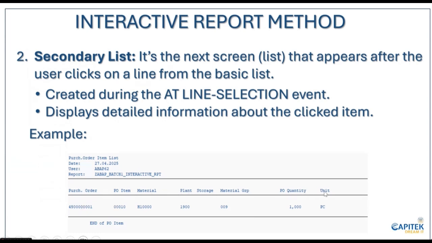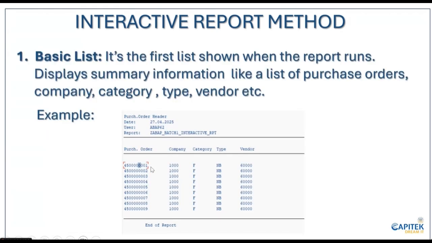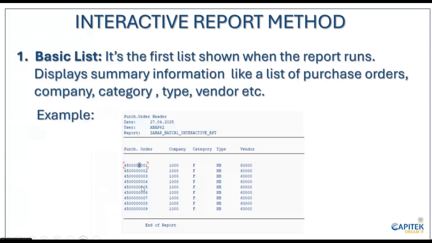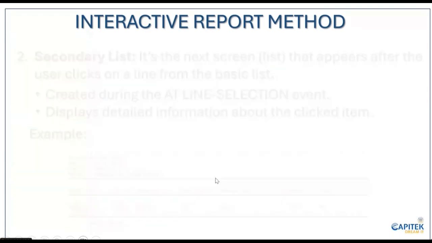Now you can see the purchase order number, item number, and the material, plant, storage, etc. corresponding to the PO number which you clicked on the basic list. So this is the secondary list. Likewise, when you click on purchase order 2, you will have the information related to purchase order 2. Likewise, when you click on purchase order 4, you will have the information related to purchase order 4.